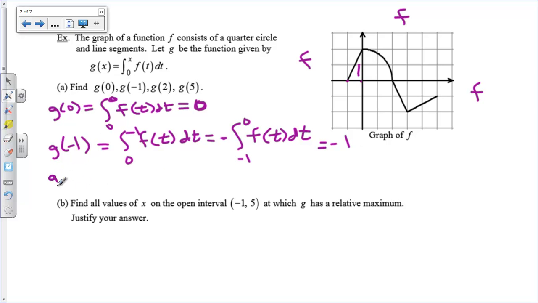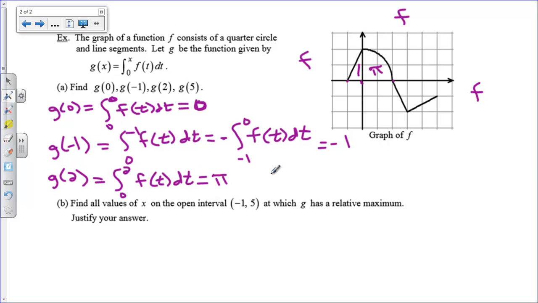Let's find g of 2. G of 2 is the integral from 0, we're replacing the x with 2, 0 to 2 of f of t dt. And we know how to interpret that. That's the net signed area between 0 and 2. Well, here's 0 and here's 2. This area under the curve, that's a quarter circle. That circle has a radius of 2, and so the area of a full circle with a radius of 2 is pi r squared, so pi times 2 squared is 4 pi, but this is a quarter circle, so this area here is just pi. So going from 0 to 2, that area is pi.